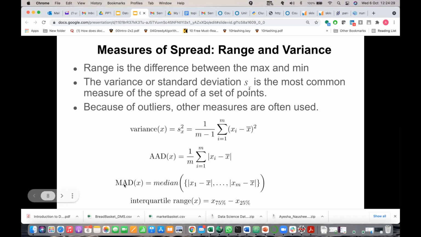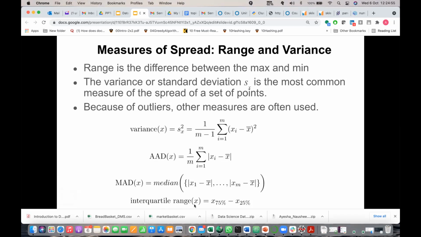Then median average distance: instead of the median of means, you are taking the median of average distance. So x1 minus x bar, you are removing the average and taking the differences, and the median of those you are computing as MADX.